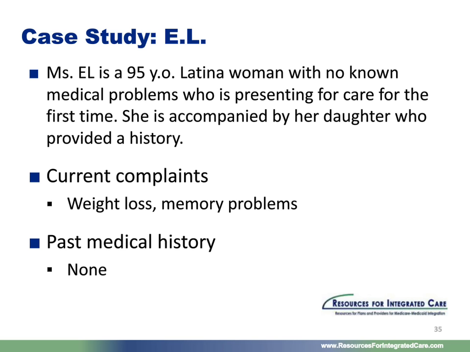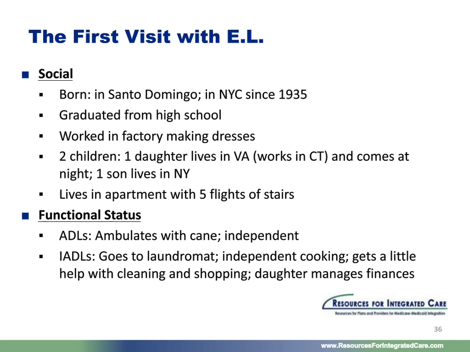Next slide. So important in the first visit to assess both the social and functional status. So I spent some time doing that. She was born in Santo Domingo, but has been in New York since 1935. She did graduate from high school and worked in a factory making dresses. She does have 2 children, one daughter who's mostly involved, who commutes from Virginia to spend time with her in the evenings. And in terms of her living situation, lives in an apartment alone with 5 flights of stairs to walk into. In terms of her functional status, reports being independent in all of her activities of daily living. She does ambulate with a cane. And in terms of her instrumental activities of daily living, still going to the laundromat, preparing meals, and she is getting help with cleaning, shopping, and her daughter manages her finances.